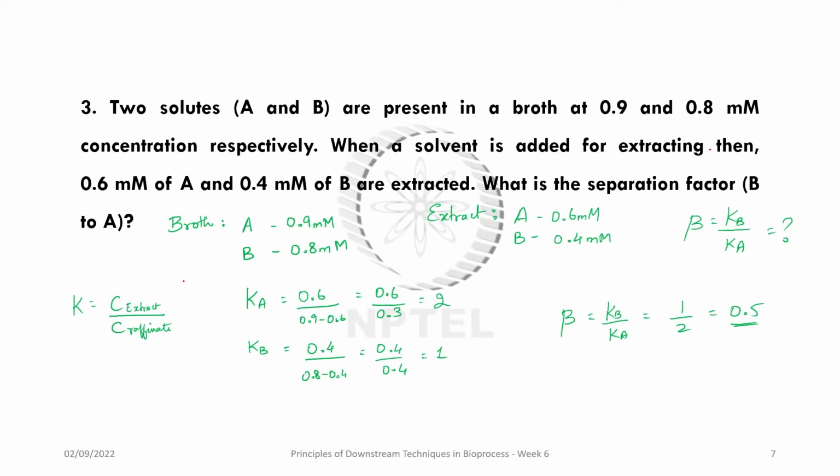B to A. So separation factor, how do you get it? Beta is the ratio of K, right? Partition coefficient. So since it is B to A, it is KB by KA. And how do you find K? Extract by raffinate. And what do you have? You have what is there in the feed, and you know what is there in the extract. So extract you can directly substitute, but for raffinate, what should you do? Amount present in raffinate is equal to feed minus extract. So if you do that for KA and KB, you can find beta.